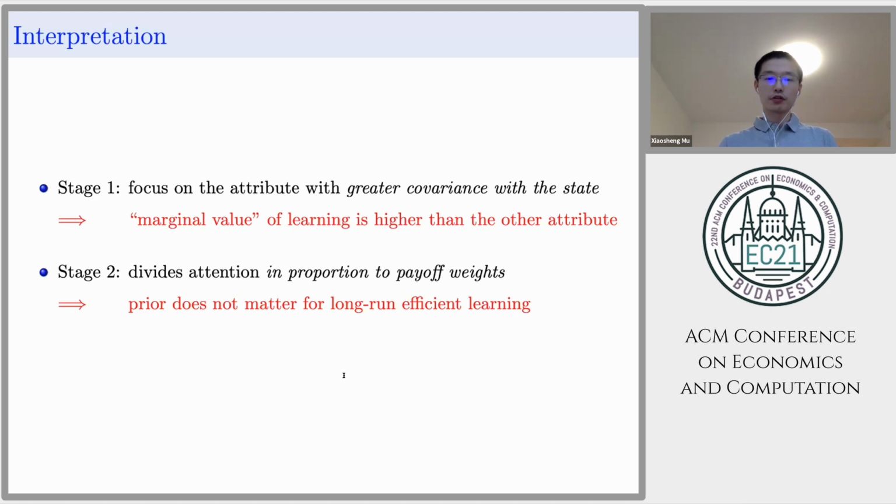And in the long run, which is stage 2, the optimal strategy will divide attention in proportion to the payoff weights. Why is it in proportion to payoff weights? It's because in the long run, the prior shouldn't matter for how to efficiently learn the payoff relevant state. And devoting attention in proportion to payoff weights produces an unbiased signal about the payoff relevant state, which turns out to be the most efficient way of learning.